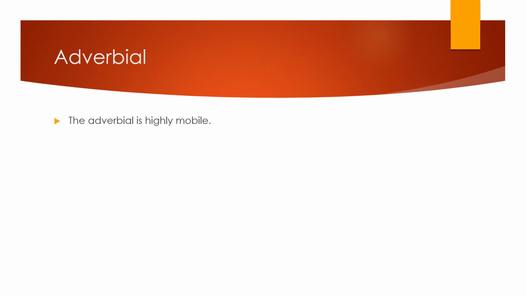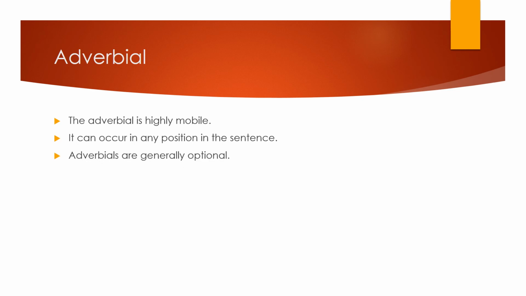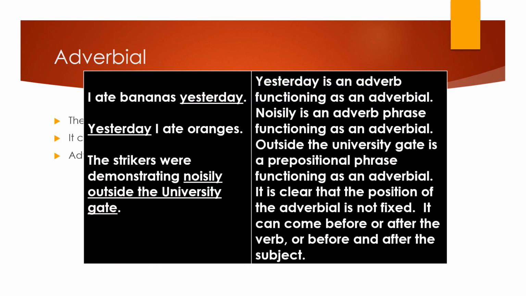Adverbial. The adverbial is highly mobile. It can occur in any position in the sentence. Adverbials are generally optional. For example, I ate bananas yesterday. Yesterday I ate oranges. The strikers were demonstrating noisily outside the university gate. Yesterday is an adverb functioning as an adverbial. Noisily is an adverb phrase functioning as an adverbial. Outside the university gate is a prepositional phrase functioning as an adverbial.